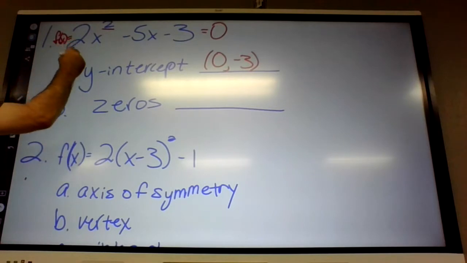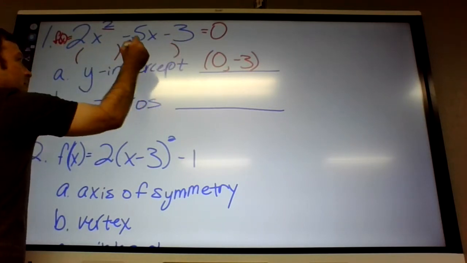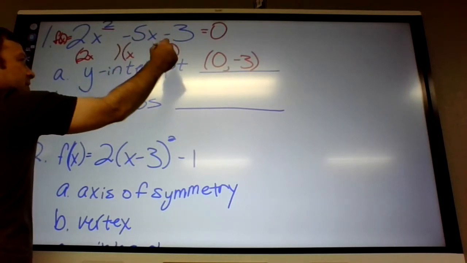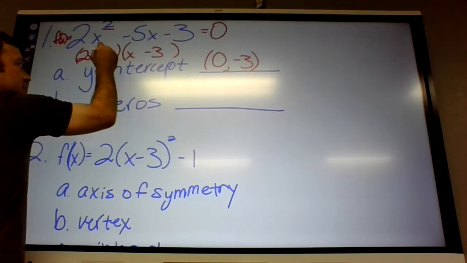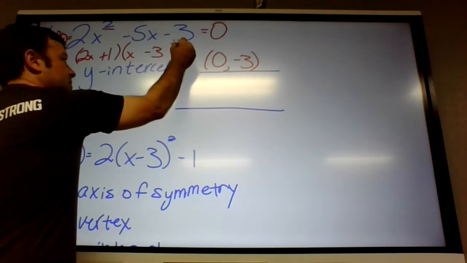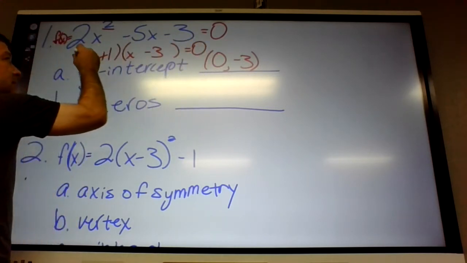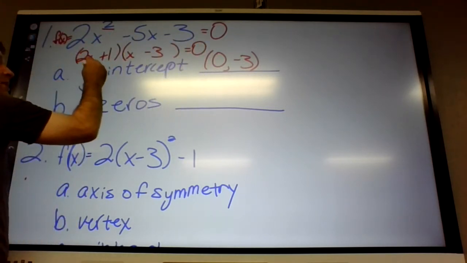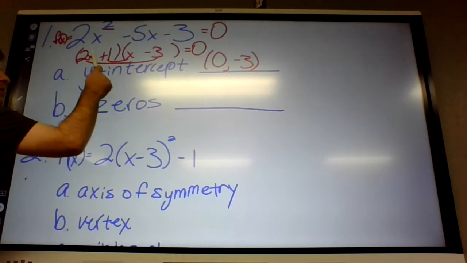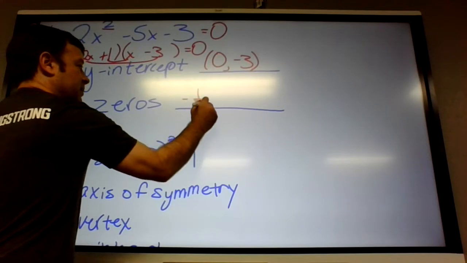Did you guys factor it? Yes. 2x minus 3. What goes into 2x squared? What goes into negative 3? Negative 3 and positive 1. And when you do outside, inside, it adds up to negative 5x. That's how you know it's right. Outside, inside of the FOIL adds up to negative 5x. So, what x values make that equal to 0? Negative 1 half and positive 3.